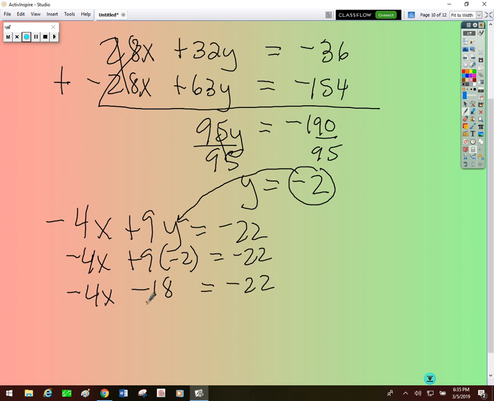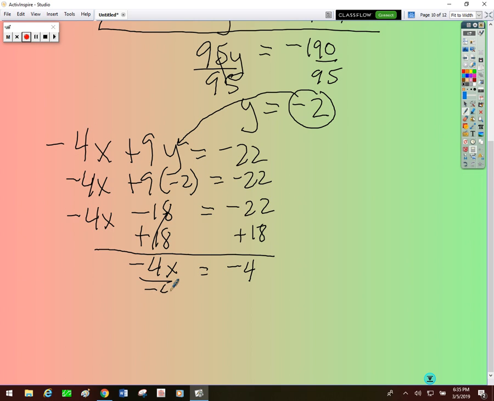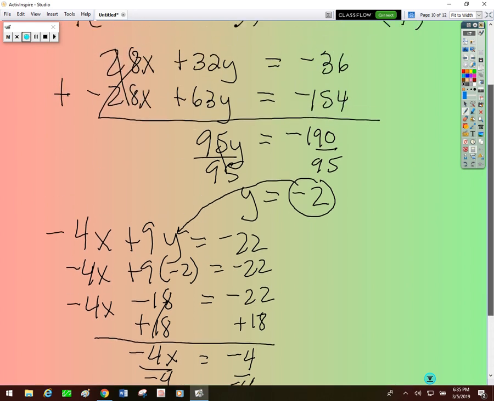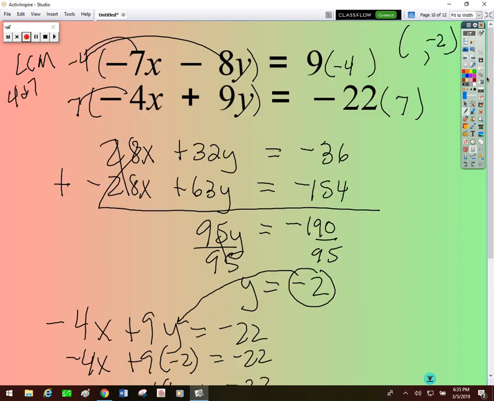All right. So then we're going to come back right here. We're going to add 18 to both sides. So we have negative 4x because this is going to be 0. So bring down the negative 4x. Negative 22 plus 18 is a negative 4. Divide by negative 4. X is negative 4 divided by negative 4, which is a positive 1. So my solution, and y'all, it's way back up here, right, is 1, negative 2.